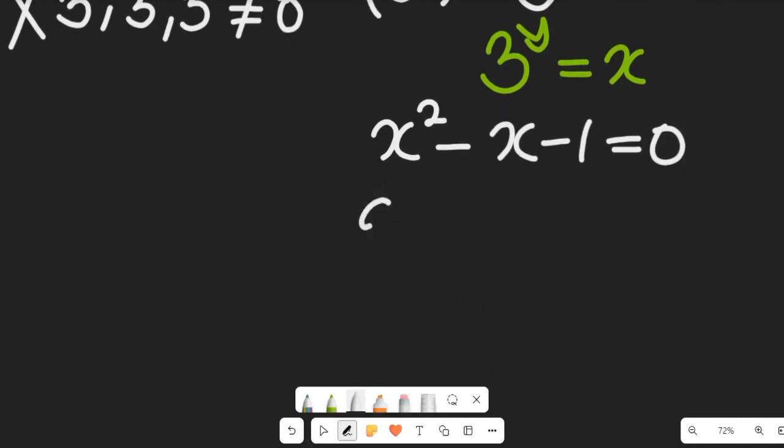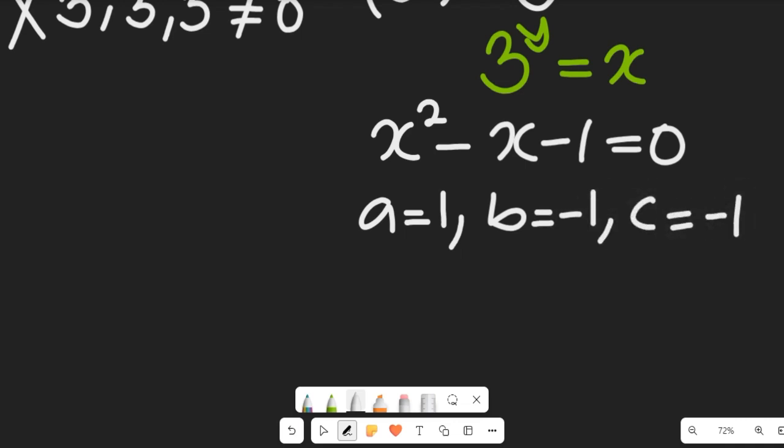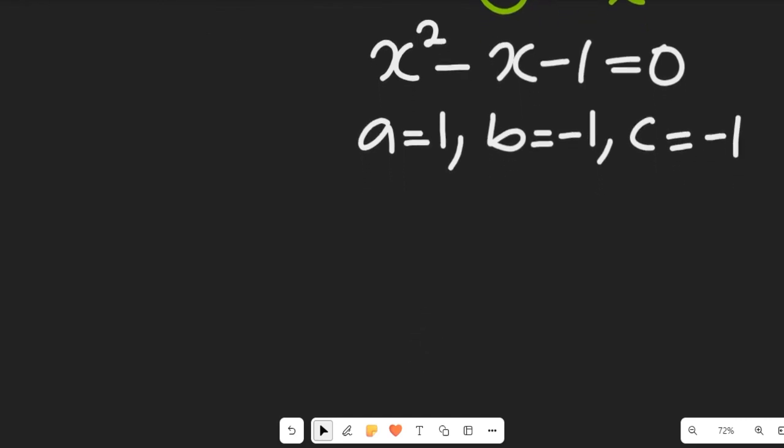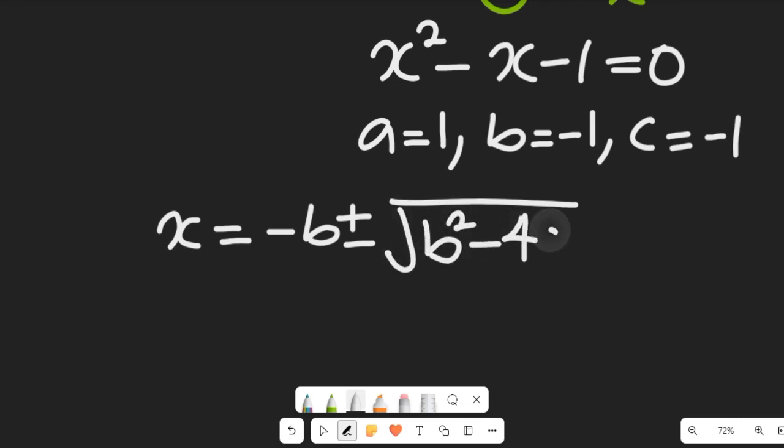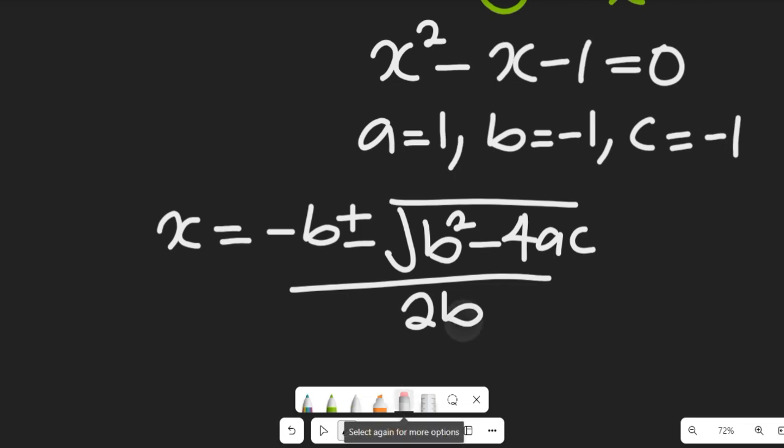So from here, I can see that from the quadratic equation, my a will be 1, my b will be equal to -1, and my c will be equal to -1. So how do I simplify this to find the value of x? The value of x this time around will be equal to, using the quadratic formula, minus b plus or minus the square root of b squared minus 4ac, divided by 2a, which is the quadratic formula.